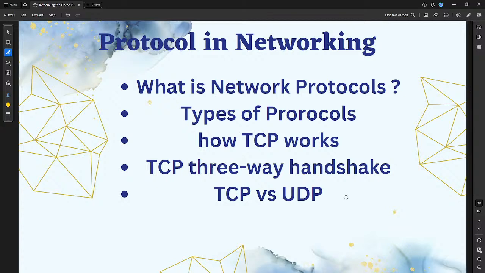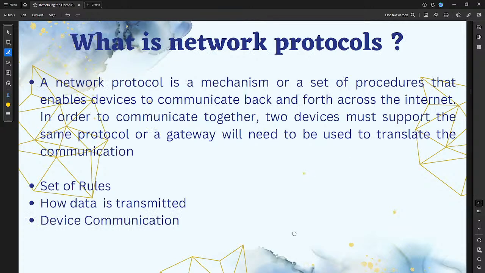So what are the protocols in networking? What are network protocols? What are the types of protocols? How does TCP work? And then what is the TCP three-way handshake? This is what I spoke about earlier. And then TCP versus UDP. What do these things mean? Now, a network protocol is simply a mechanism or a set of procedures that helps devices communicate back and forth. Simply put.